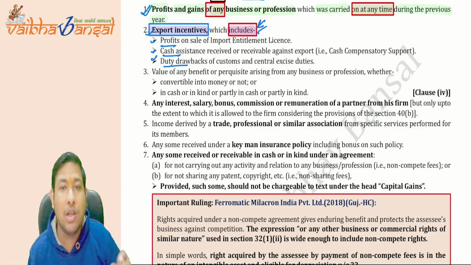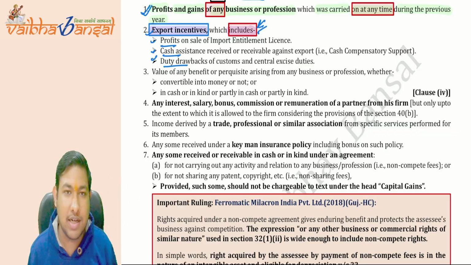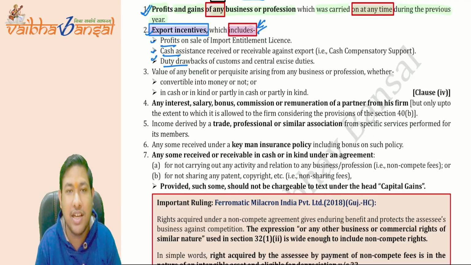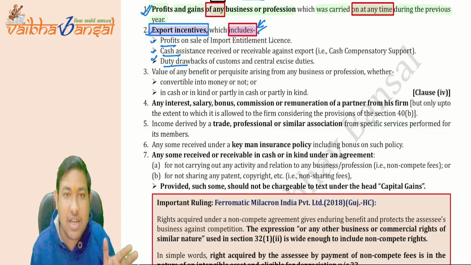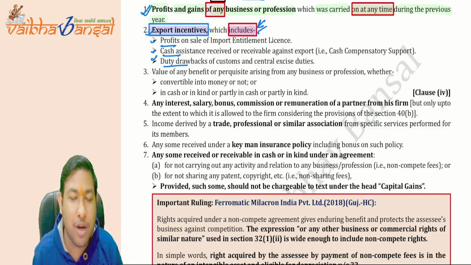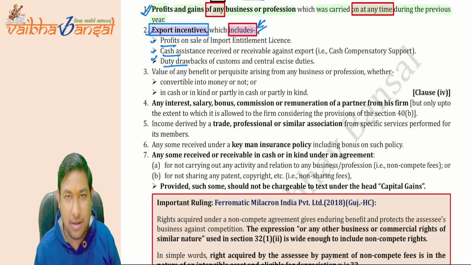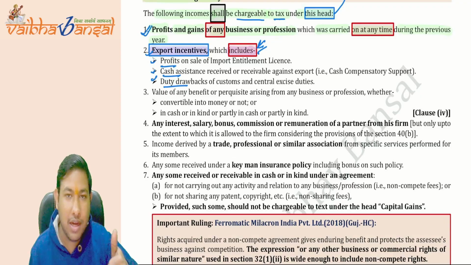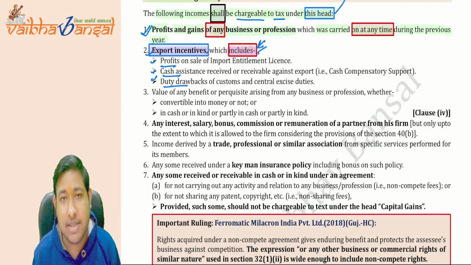But here the word "includes" is written. If the word "includes" is written, then apart from these 3 points, any other point can also be incorporated under point number 2. I hope it is clear. So we have learned till now what "shall" or "may", "includes" or "means" are. These are very important words for understanding the law.